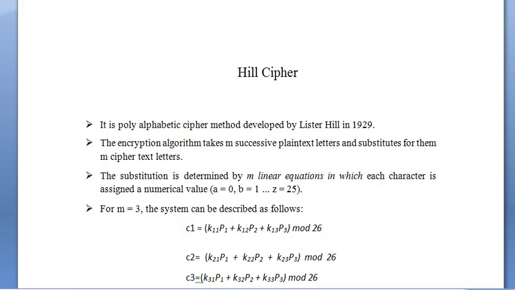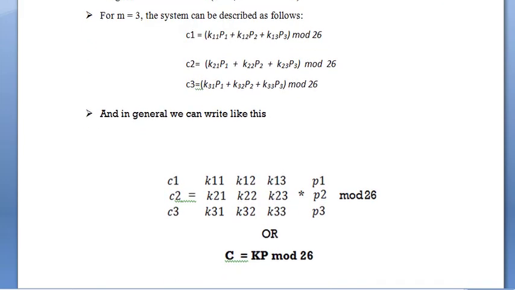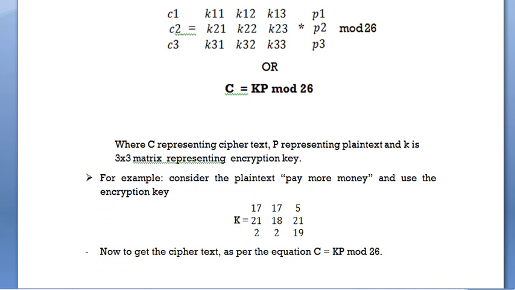So now we will directly go with its formula and how to use it. There is a general formula: C is equal to Kp mod 26, where K is the key given to you and P is the plain text, which is also given to you, to find out the ciphertext. Now we will see one example.